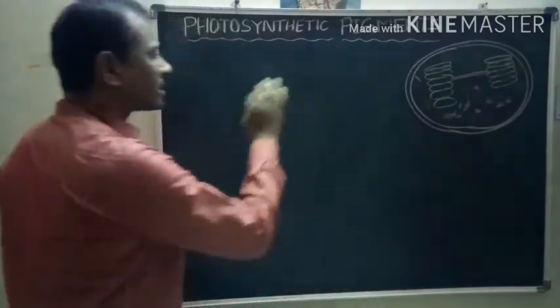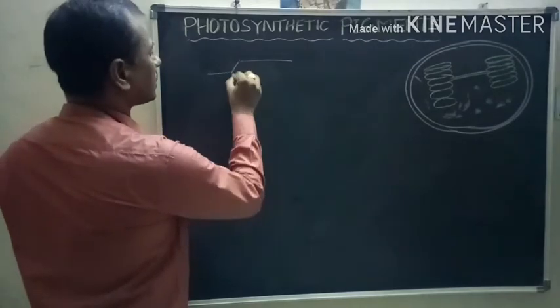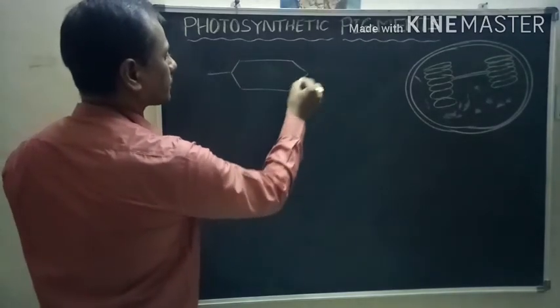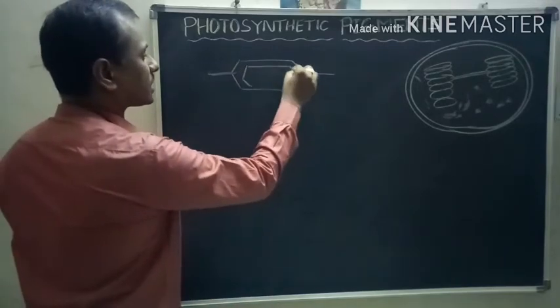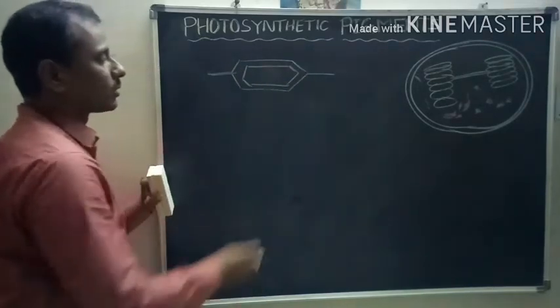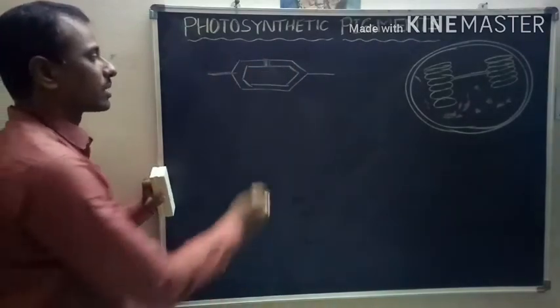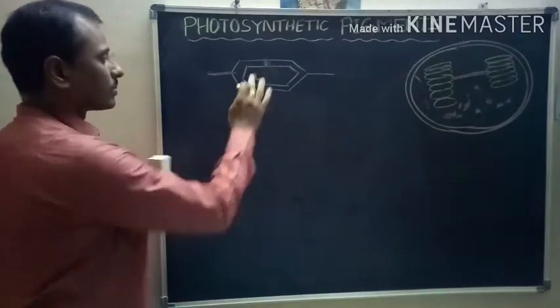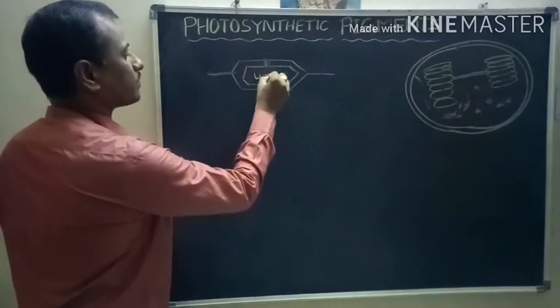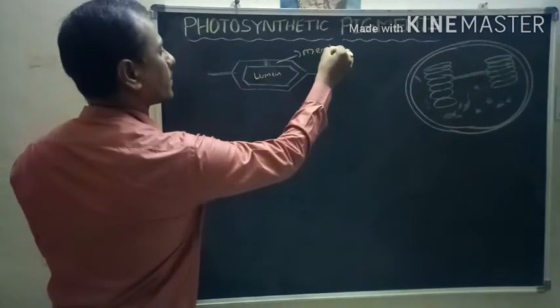Then next, in the thylakoid structure, this is a single thylakoid. The thylakoid consists of two parts. One is the membranal part, the second one is the inner chamber, the sac. This part is called the lumen. This portion is the membrane.